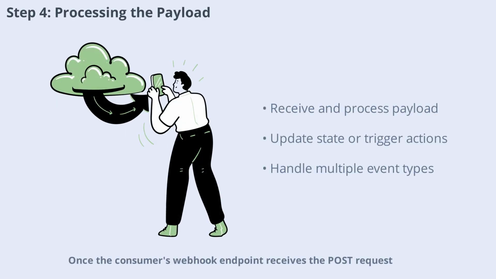Once the consumer's webhook endpoint receives the POST request, it processes the payload. This might involve updating a database, sending a notification, or triggering other workflows. The consumer can handle different event types in various ways, ensuring that each event is processed appropriately. This flexibility is key to building robust, event-driven applications.